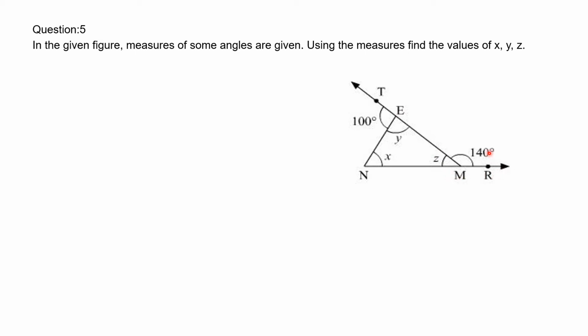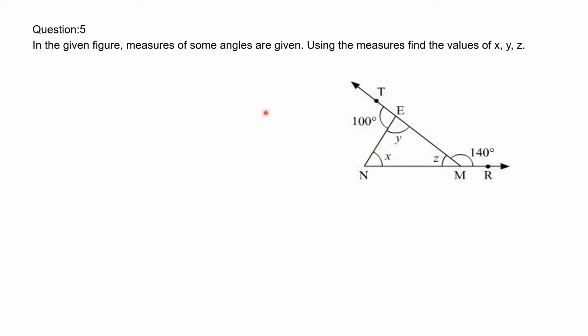Here also the same. Angle EMR is 140 degrees. Then what is the measure of angle EMN? It is 40 degrees, because angles in a linear pair. If it is 40 degrees and it is 80 degrees, then what is the measure of x? And how do we find it? The sum of all angles of a triangle is 180. So Z is 40, Y is 80. Then what is the measure of x? 80 plus 40 is 120, plus 60.